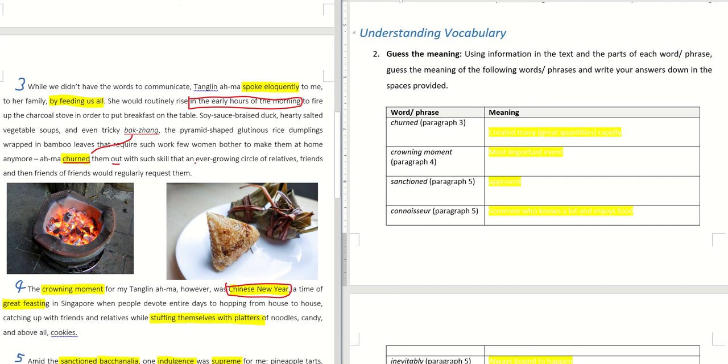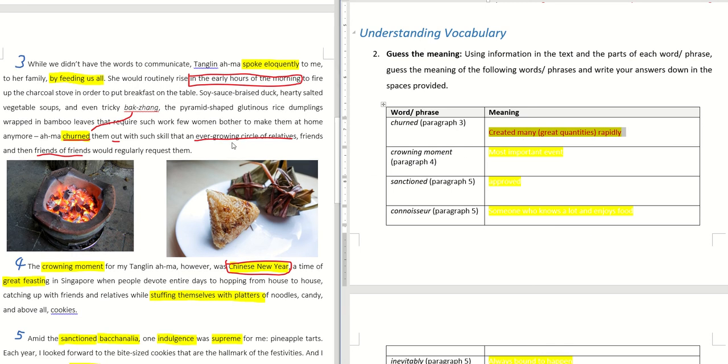And then we have an ever-growing circle of relatives, friends, friends of friends. So she has to make this bazang, many of them, very quickly and rapidly. So great quantities of them. Churn out means to create many or great quantities of this bazang rapidly.